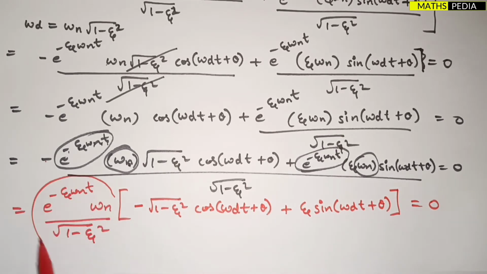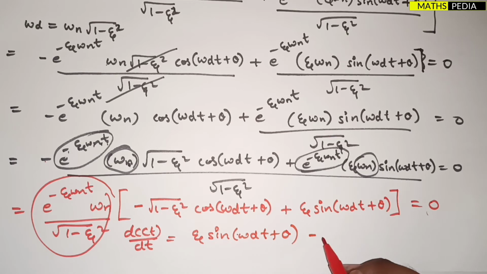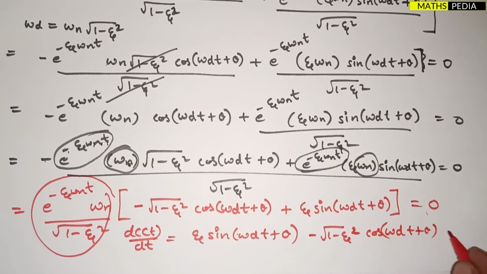So when this part goes to the RHS side, it is anyways 0, so it becomes 0 itself. Okay, so what is remaining, so I can write dc of t by dt, which is equal to this, I'll rearrange, I'll bring this side, zeta sine(omega d t plus theta) minus 1 minus zeta square into cos(omega d t plus theta). Just rearranging, okay, nothing else. So equal to 0. If that is equal to 0 it will remain as it is.